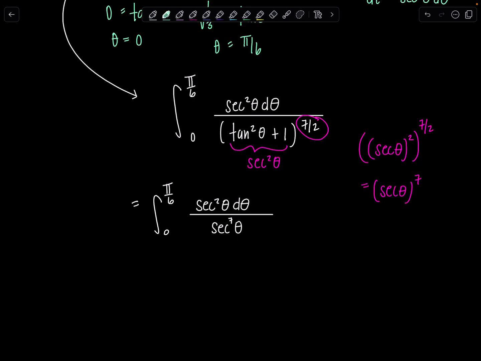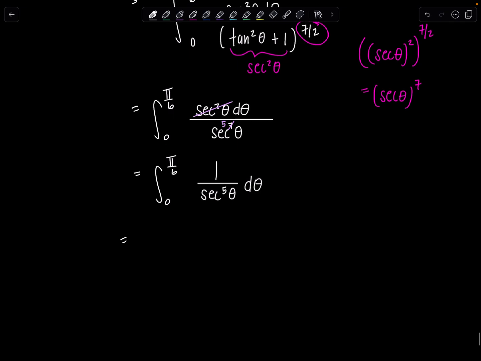Okay, now we can simplify, right? Because I can cancel out secant squared here, and then now I'm only going to have secant to the 5th theta in the denominator. So 1 over secant to the 5th theta, d theta. And I'm like, why would I have 1 over secant to the 5th? That's not helpful. That's cosine to the 5th. Let's rewrite it: cosine to the 5th theta d theta. Okay, how are we doing up to here? Are you guys good?